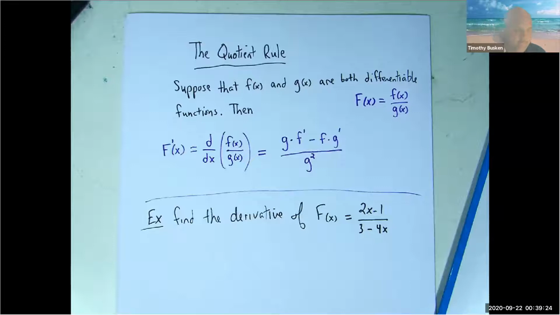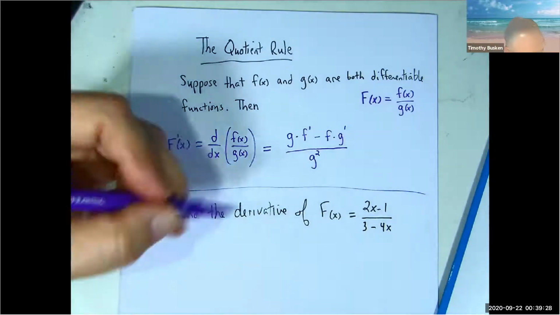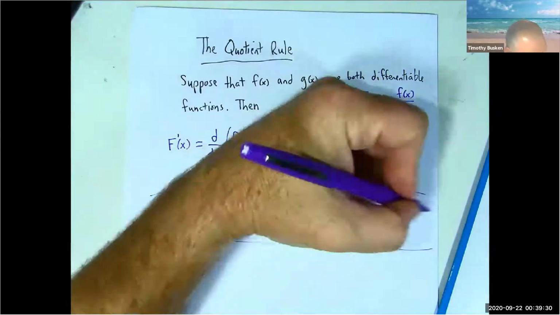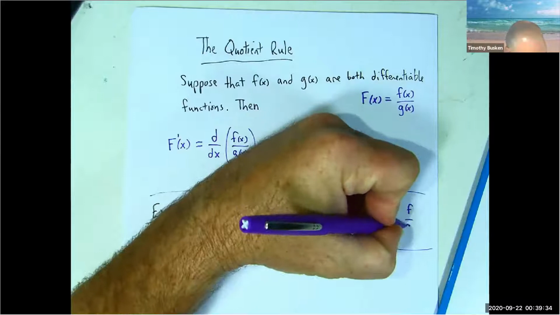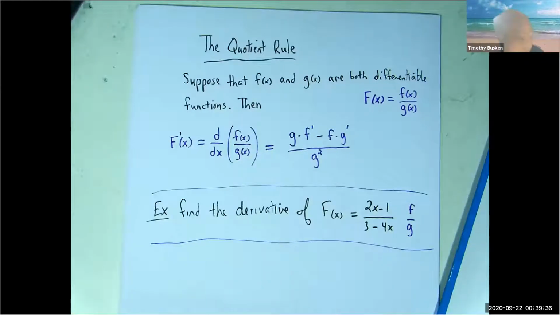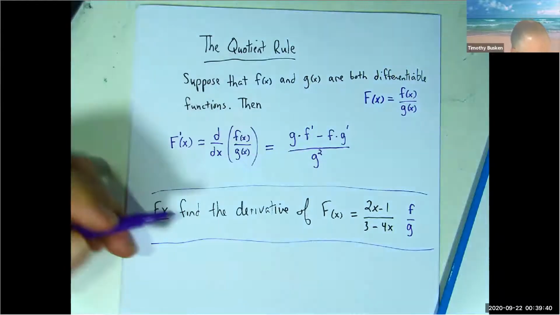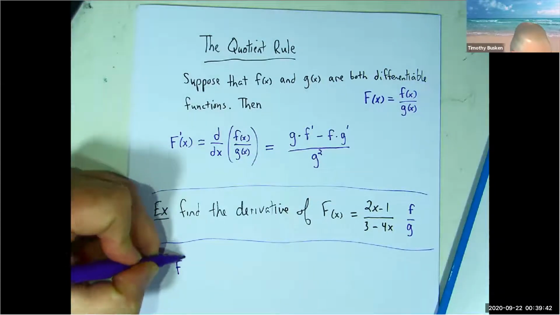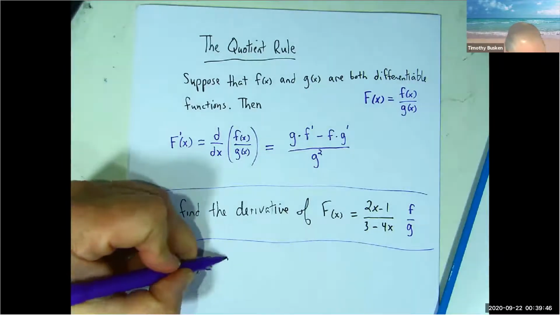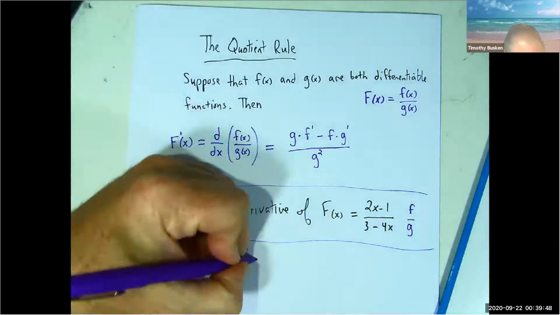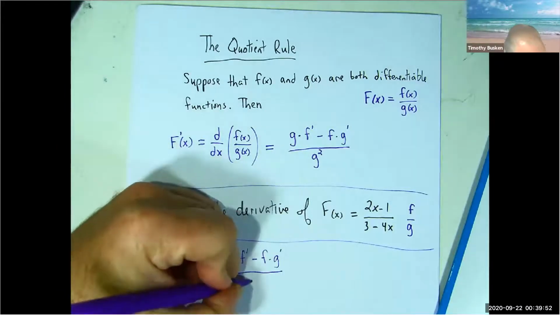Okay, so there's our first example. The function is a rational function. And so what we're going to do is name the numerator f and the denominator g. And then we'll just plug in to the formula to find big F prime of x. So we know that that's g times f prime minus f times g prime over g squared.